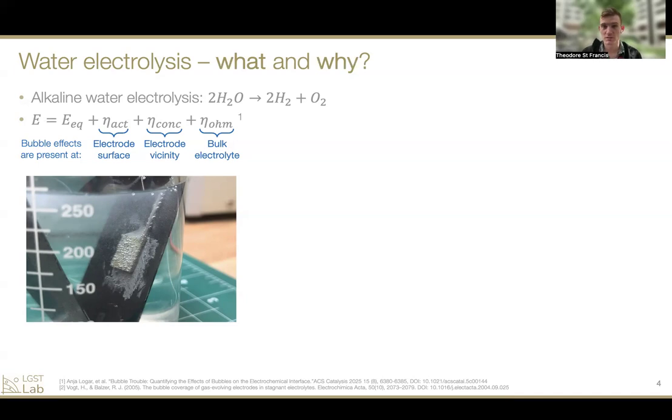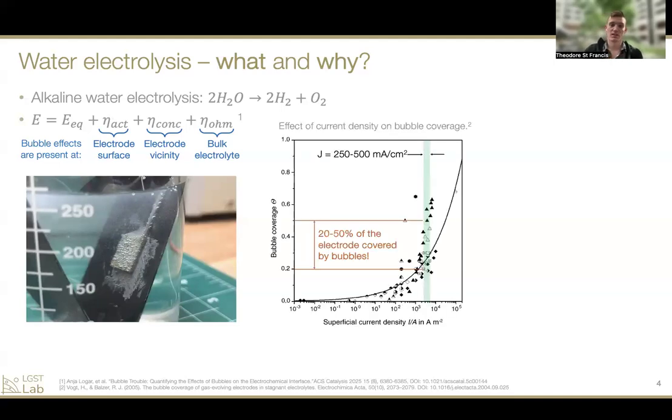The concentration overpotential is influenced by the bubbles obstructing the flow of ions in the vicinity of the electrode, and ohmic overpotential is the presence of bubbles in the bulk electrolyte, since they are less conductive than the electrolyte itself. Here you can see that for the range of current densities of interest to us, shown on the x-axis, we're interested in 250 to 500 milliamps per centimeter squared. Bubble coverage on the y-axis can be quite high, between 20 and 50%. And so you can imagine that this will dramatically impair the efficiency of our reaction.